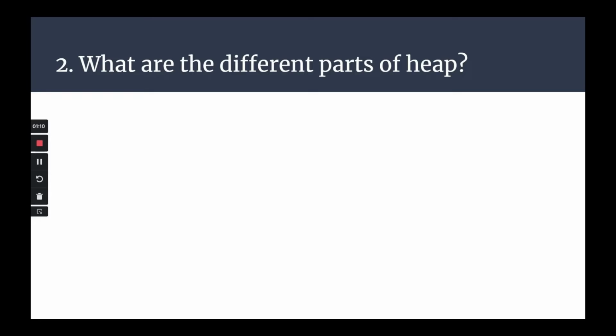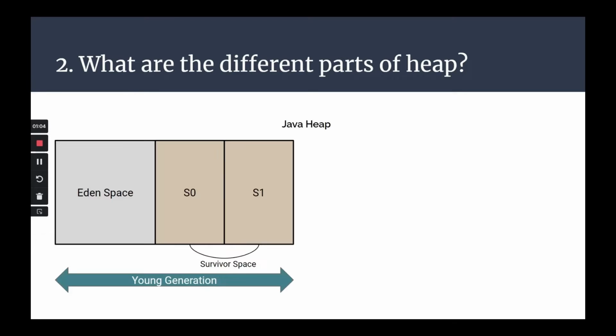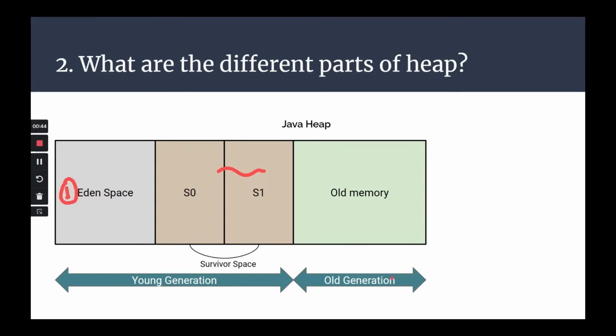Now, the most important part in relation to GC is the parts of the heap. So what are the parts of the heap? There is certain terminology which might be a little confusing in the start, but let's start with it. Number 1 is the Eden space. Number 2 is the survivor space. We have named it as S0, S1. This part, what we are seeing, is the young generation. After that comes the old generation. These are the important terminology. We will discuss more about it.